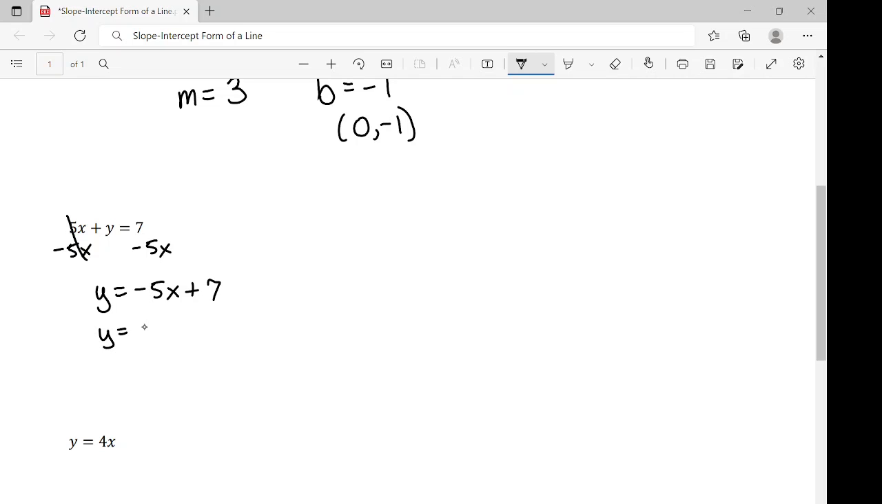And this is in y equals mx plus b form. So I can see that the number in front of x is my m, which is -5 for my slope. And then my b, the number all by itself, is 7. So it means it crosses the y-axis at (0, 7).